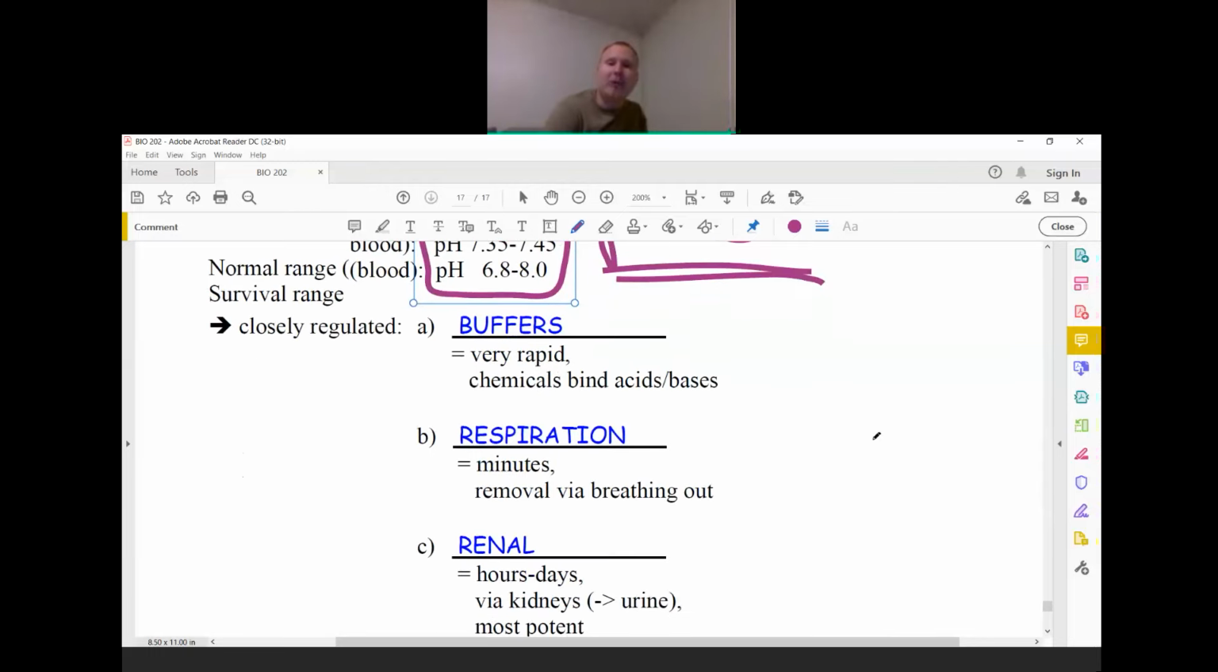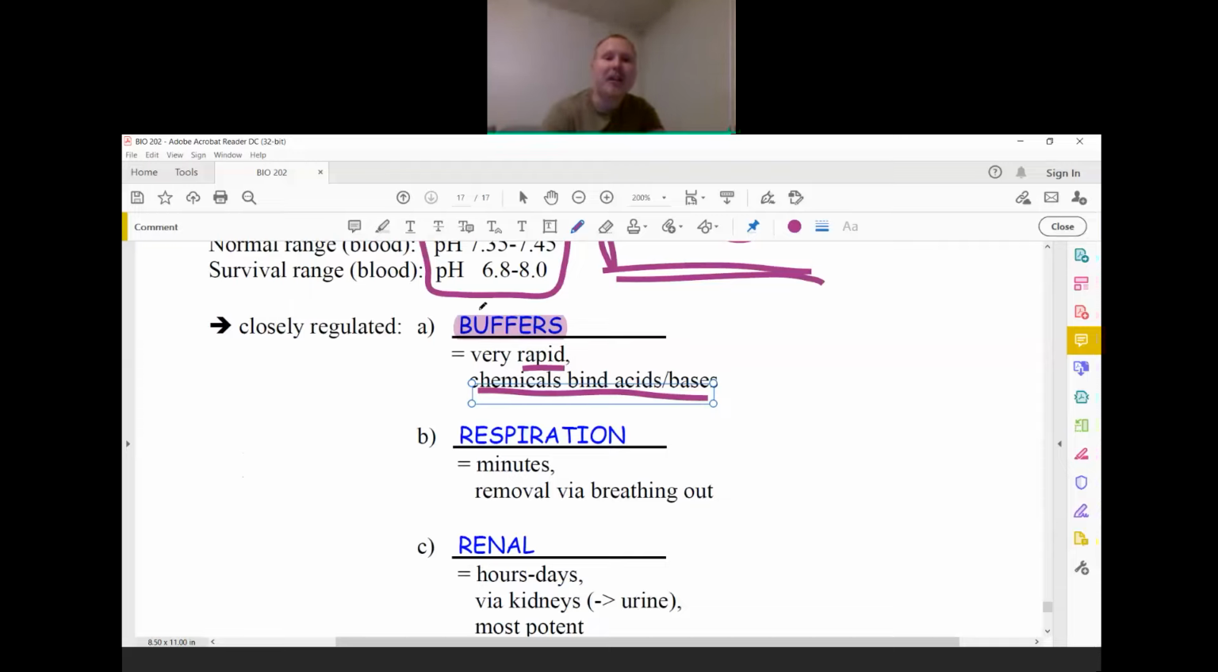So let's have a look at how we're able to maintain this narrow range of pH. Well, the first explanation that I want to discuss is using various chemicals that tie with the acids and bases. This is a very fast way of dealing with this. And in fact, in my BIO181, I actually use with students, we look at various different chemicals that we can add to acids and bases and whether they neutralize those really well. And if they do, those are good buffers.